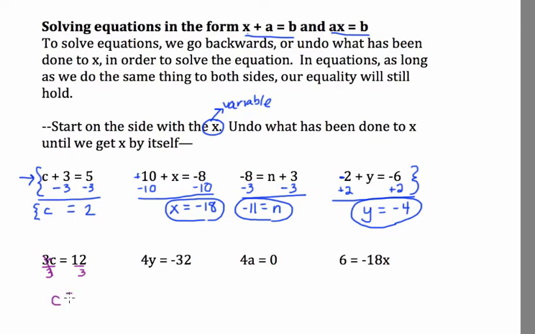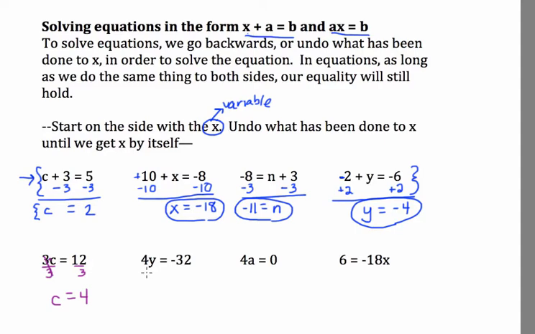C equals 4. Now I just crossed out that, but let's go back and talk about that a little bit. 3 divided by 3, what actually happens there? When you have 3 divided by 3, you get 1. 1c, which is the same as c.